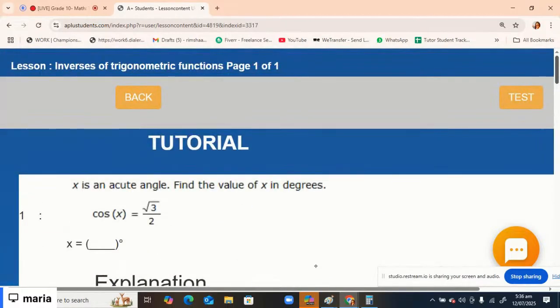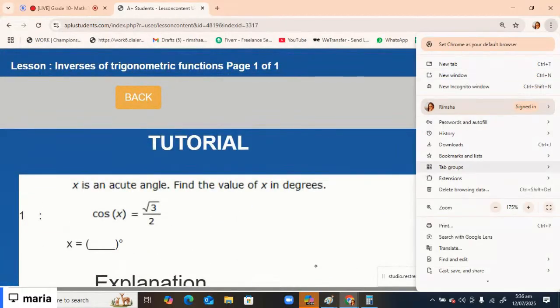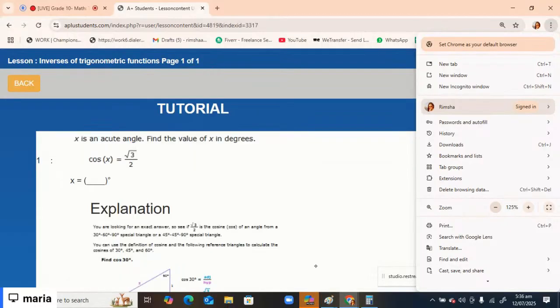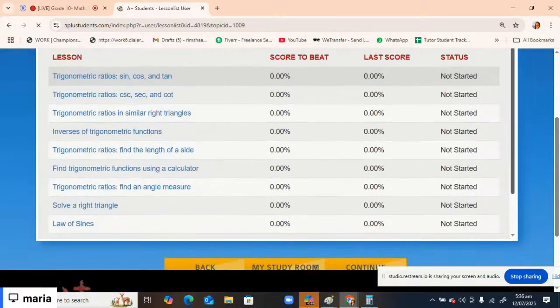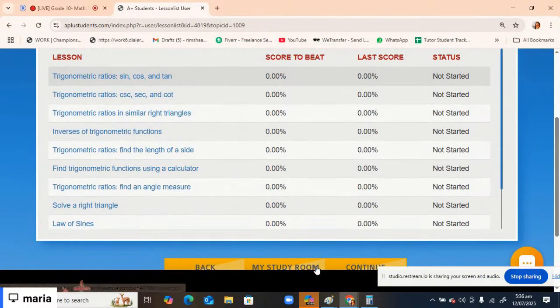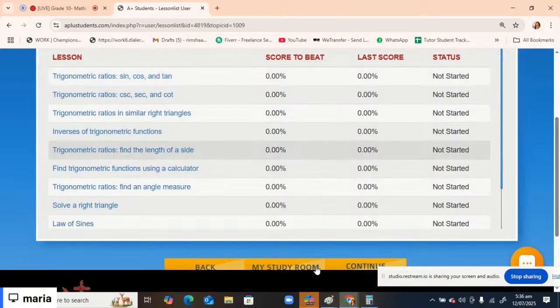This is all about the same things now. Let me just make it small. It's better here. So from that, we're going to find it out this way. Okay, so trigonometric ratios: find the length of a side.